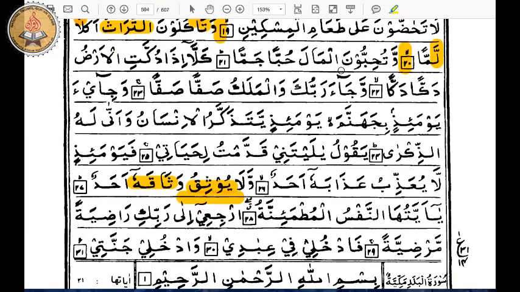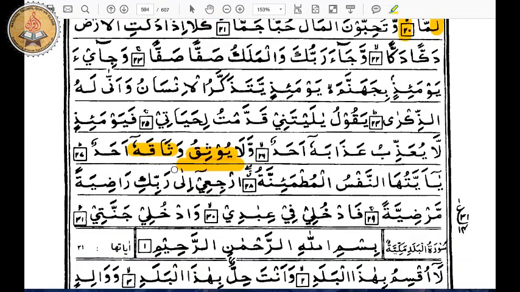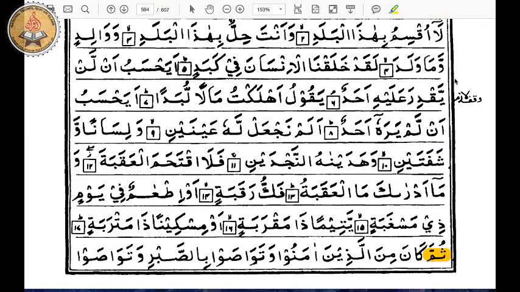Okay, so just keep practicing that. When you're reading, you want to make sure you can feel the tip of your tongue, the end of your tongue, on your top two teeth. وَلَا يُوثِقُ وَثَاقَهُ. So the th sound is on your top two teeth, okay?